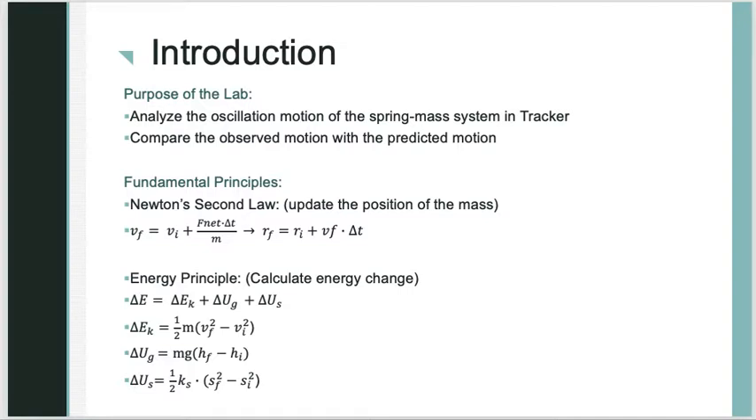The fundamental principles used here are the following two. First is Newton's second law. It is used to update the position of the mass. Actually, in the end, it's used to update the position of the spring. The energy principle is also used here to calculate the energy change, which is that delta E is equal to delta EK plus delta UG plus delta US. Delta EK is the change of the kinetic energy, delta UG is the change of the gravitational potential energy, and delta US is the change of the spring potential energy.